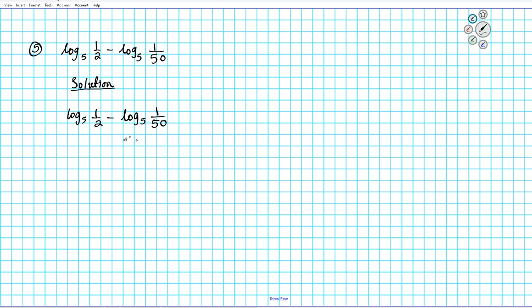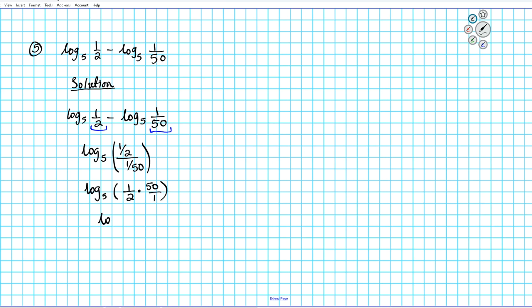When you're looking at the difference of logs, it is equivalent to the quotient of the logarithmic arguments. So it's going to be 1/2 divided by 1/50, because we have a difference here. So how do we simplify the quotient of two fractions? We can use drop, change, flip, right? Multiply the first fraction by the reciprocal of the second. So this becomes log base 5 of 1/2, drop, change it to a times, and flip the other one, times 50/1.